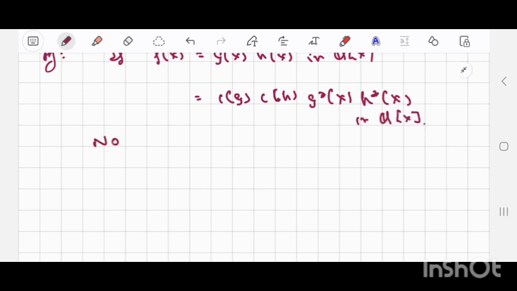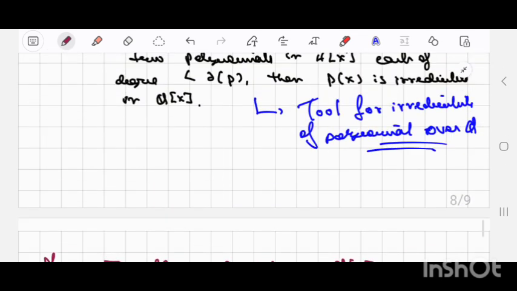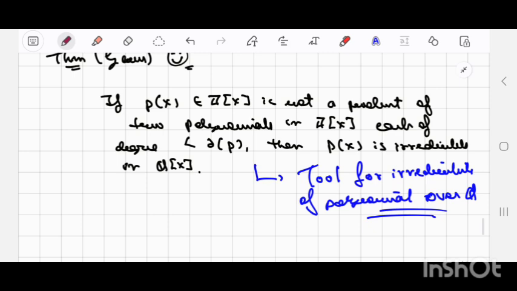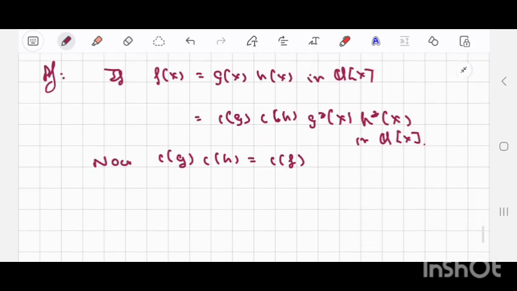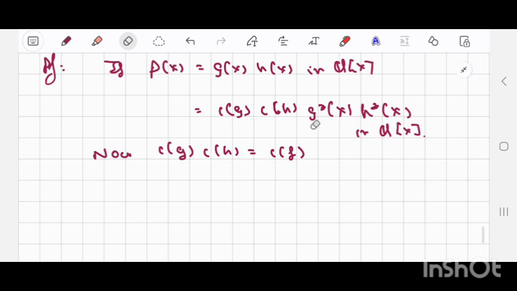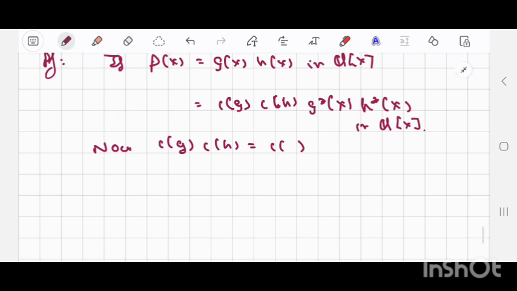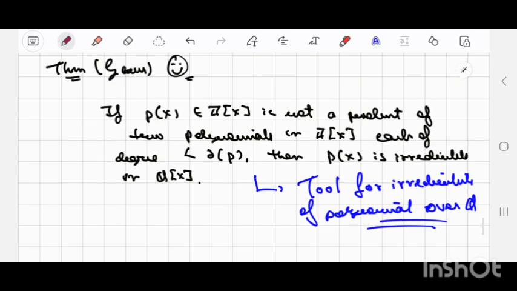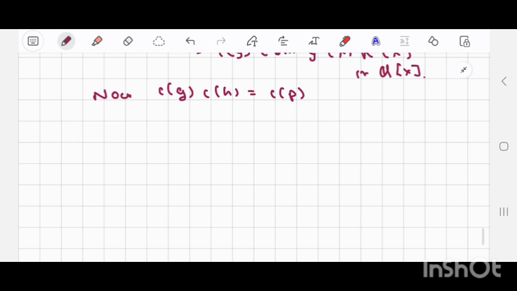Now the content of g times content of h is equal to the content of f. Now f was a polynomial from where we have chosen f. Why are we working with f? We were working with P, right? Okay, so I chose the wrong notation, I'm sorry. P. Yeah, I often make this mistake. P. Now P was a polynomial over integers. So we have already proven that the content of a polynomial over integers is in integers. So this must be in integers.